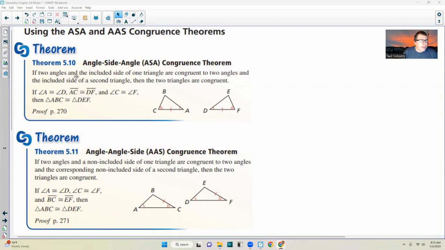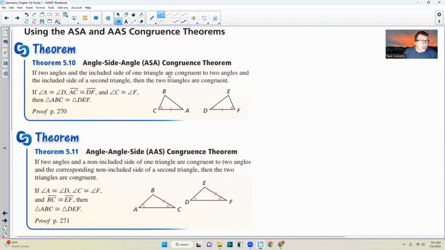It says if two angles and the included side, so let's look at this diagram. Angle A is marked as congruent to angle D. Angle C is marked as congruent to angle F. So the two angles are marked congruent, and the side in between them is marked. The included side means the side that forms those two angles. So if I say segment AC, I'm saying the two vertices, angle A and angle C, make side AC. Angle D and angle F make side DF, okay?